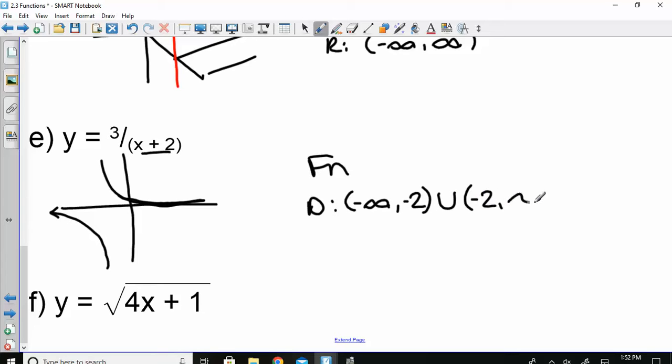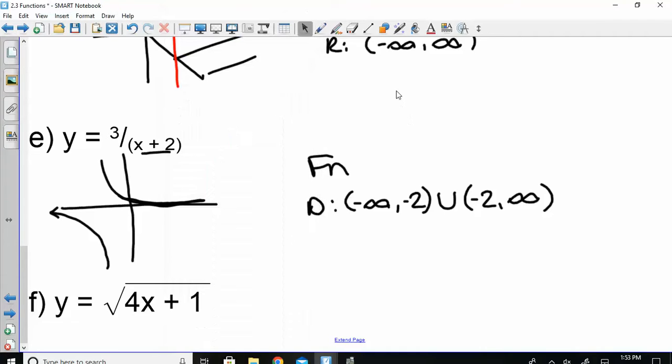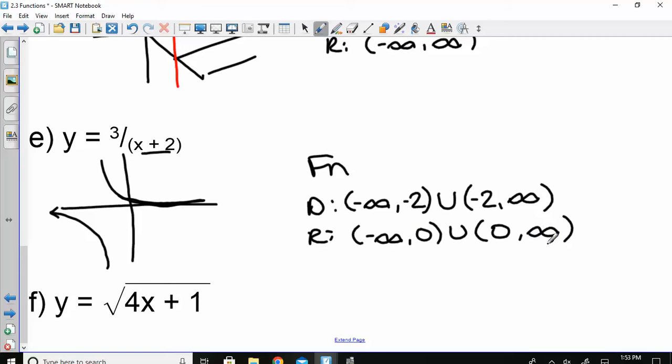Union starts again after negative 2 and goes to infinity. So when it's just one number that x can't be, our interval breaks there, and they get parentheses. The range, can you tell from the graph what y value we never equal? Yeah, this one hits all the negatives, that one hits all the positives, but what we never hit is 0. So the range is going to be a lot like this. It's everything smaller than 0, so negative infinity to 0, union, and then everything bigger than that, 0 to infinity.